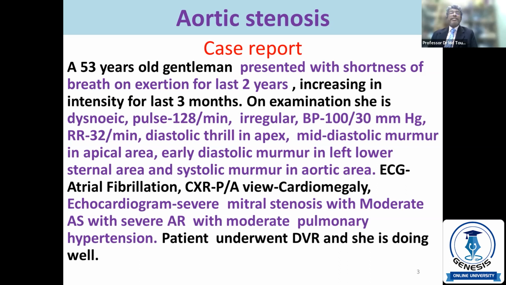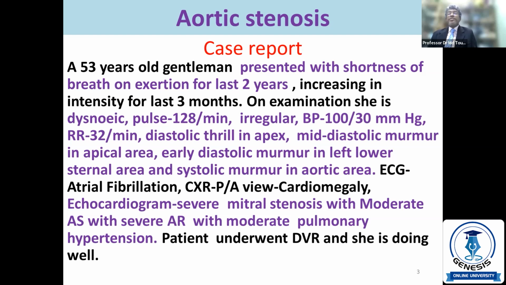On exertion, the patient is dyspneic, and the pulse is 120 beats per minute and irregular, which means the patient may have atrial fibrillation. There is a mid-diastolic murmur due to mitral stenosis, an early diastolic murmur in the left lower sternal area due to aortic regurgitation, and a systolic murmur in the aortic area, actually due to aortic valvular disease, that is aortic stenosis.